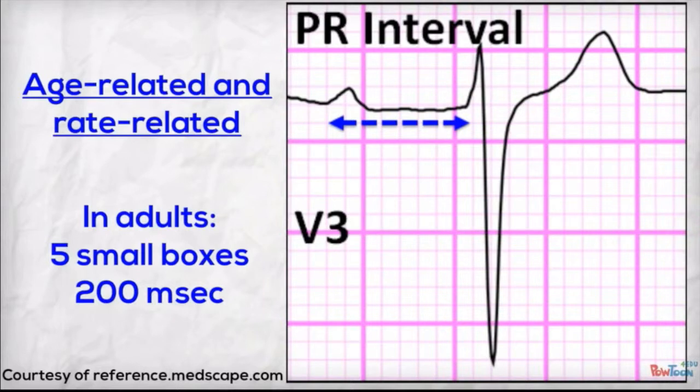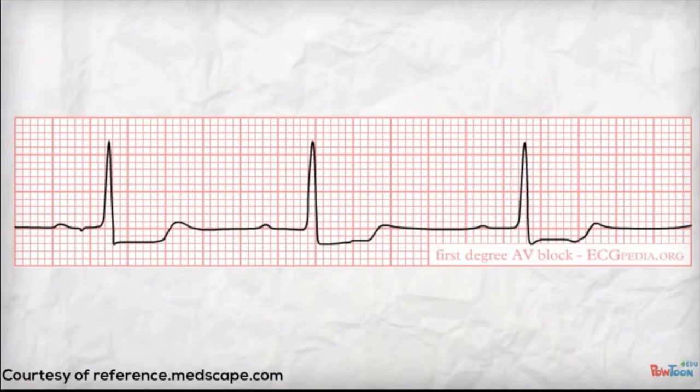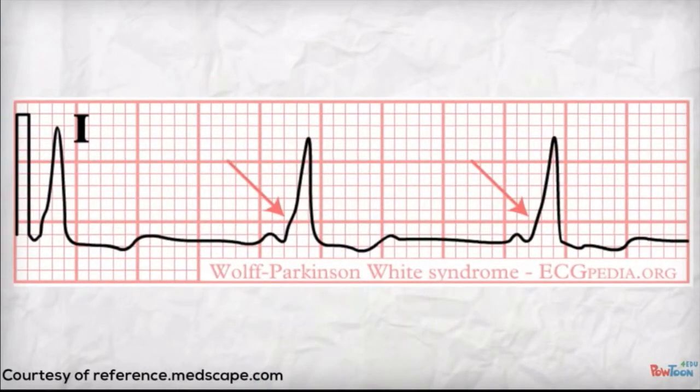Looking at the PR interval, this is age-related and rate-related. In adults, 200 milliseconds is normal. However, in kids, this can vary. So looking at an example, here is an example of a long PR interval, first-degree AV block. Next, here's an example of a short PR interval, Wolff-Parkinson-White syndrome. Notice the slurred QRS complex.